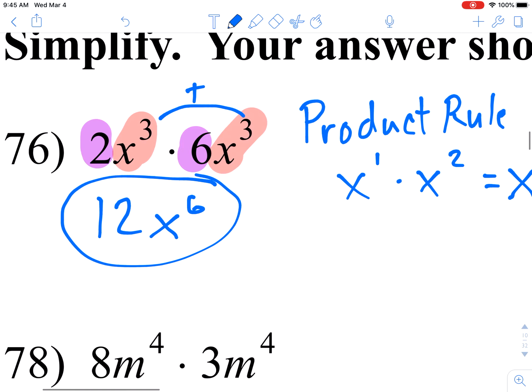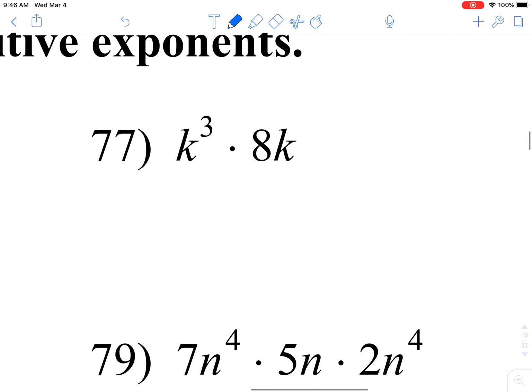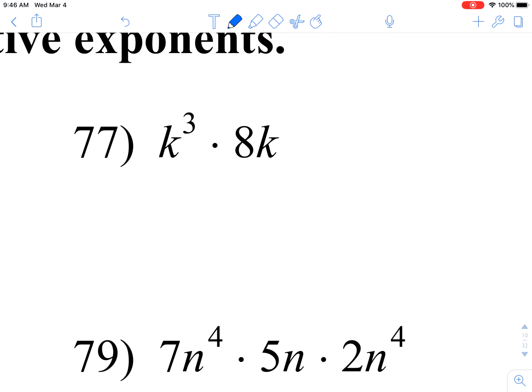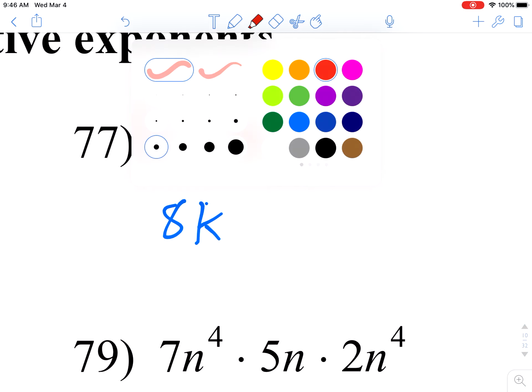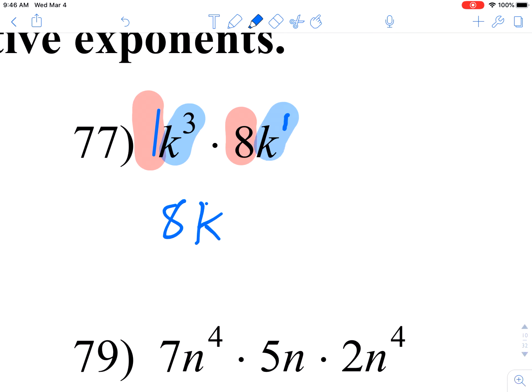Let's take a look at number 77. Number 77, again, is the same thing. Always remember that when there's not a number there, we can assume that there's a 1. The same thing is true for the exponents. So 8 times 1 is simply 8. k is going to stay the same. And then we take a look at k to the third and k to the first. If I add those together, I get k to the fourth. And then this problem has now been simplified.